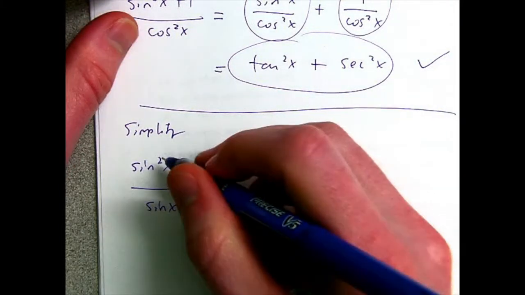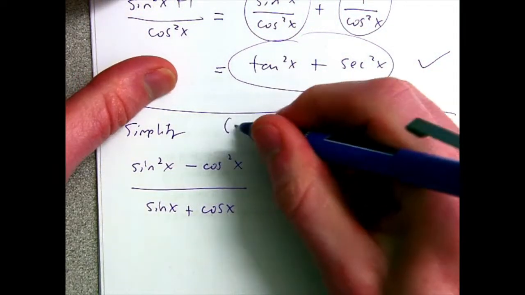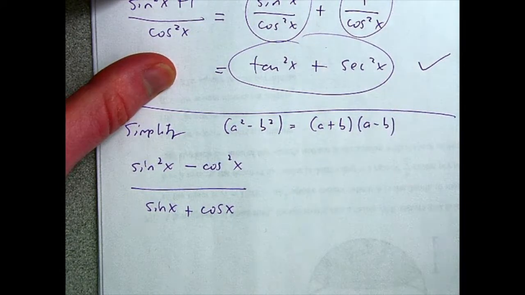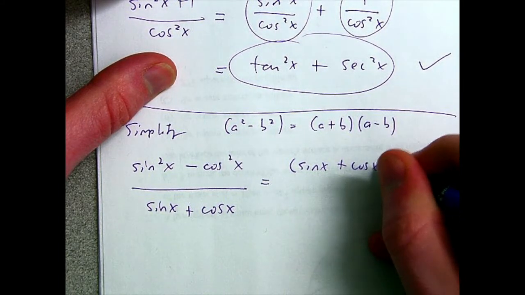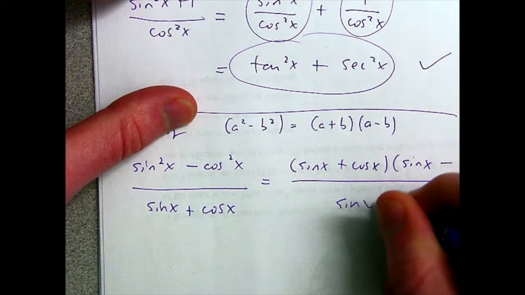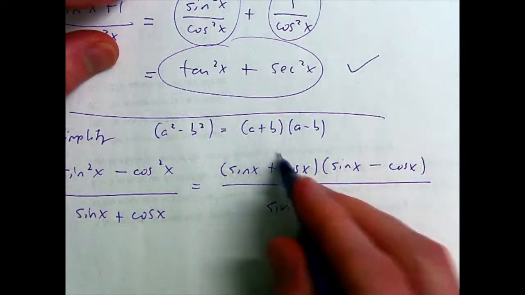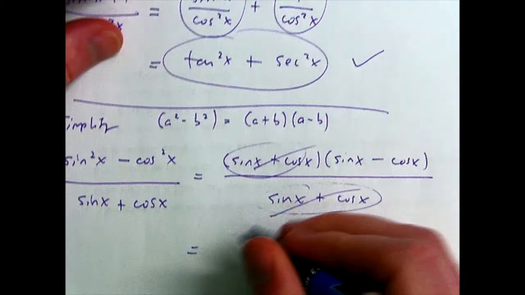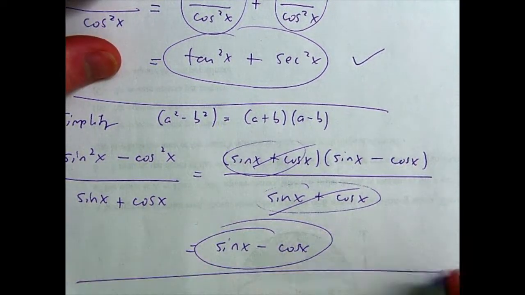One thing that I do notice is that the numerator here is a difference of two squares. It's of the form a squared minus b squared. You might remember that a squared minus b squared is a plus b times a minus b. Remember that difference of two squares stuff? So I can rewrite this as sine x plus cosine x times sine x minus cosine x all over sine x plus cosine x. But then what you might notice is that this factor here is identical with this one, and so they cancel. And you're just left with this term here, the sine x minus the cosine x, and that is as simple as it's going to get for sure.